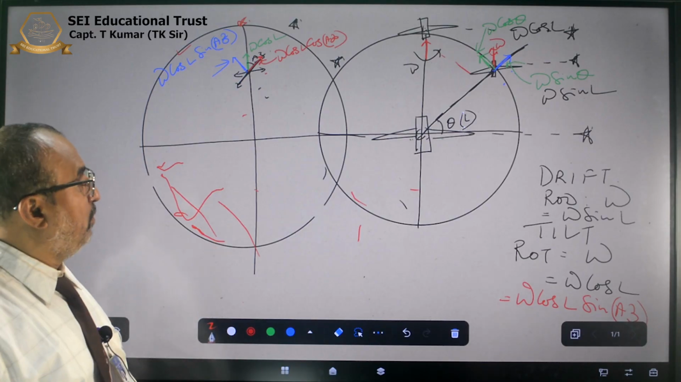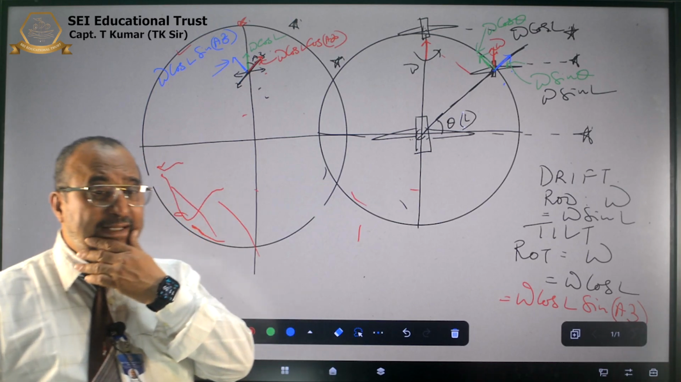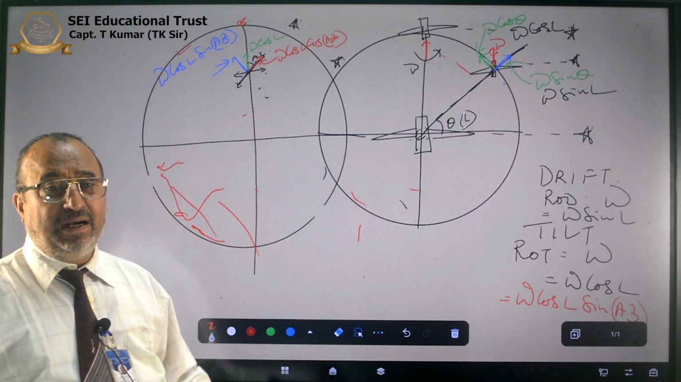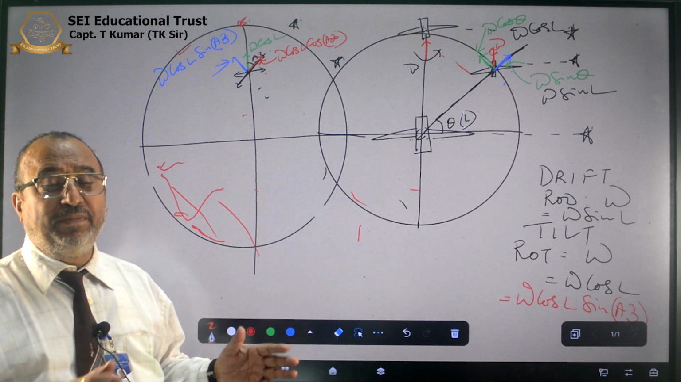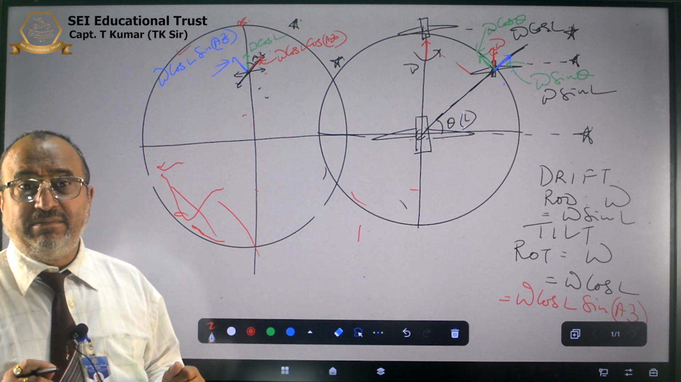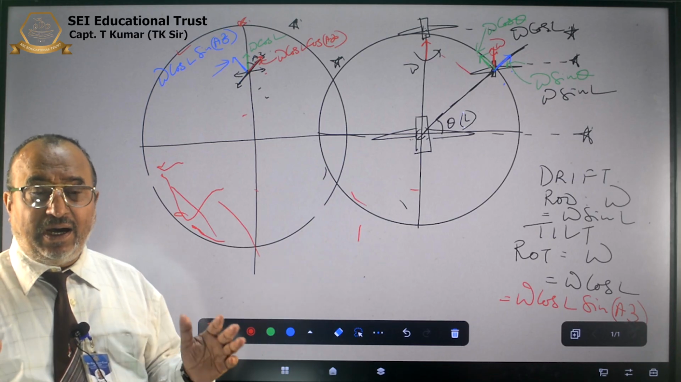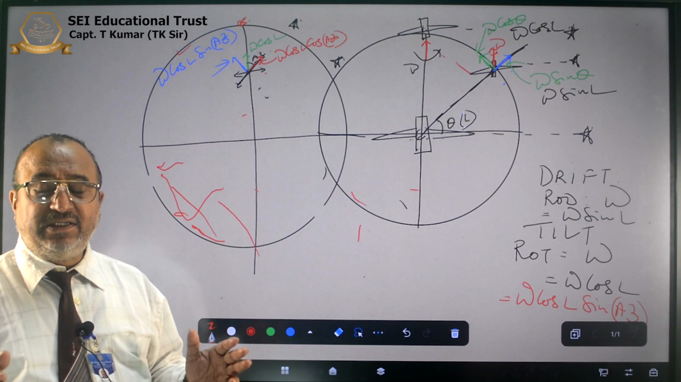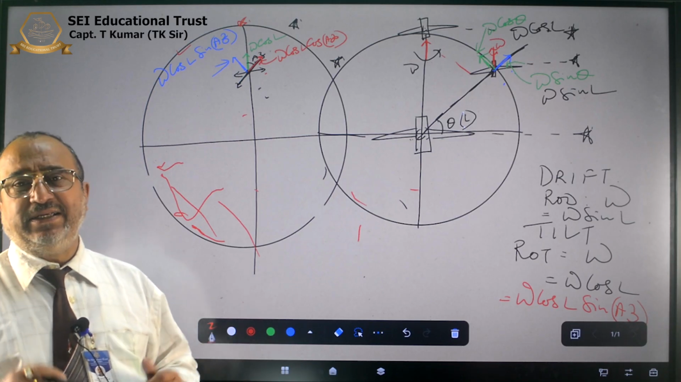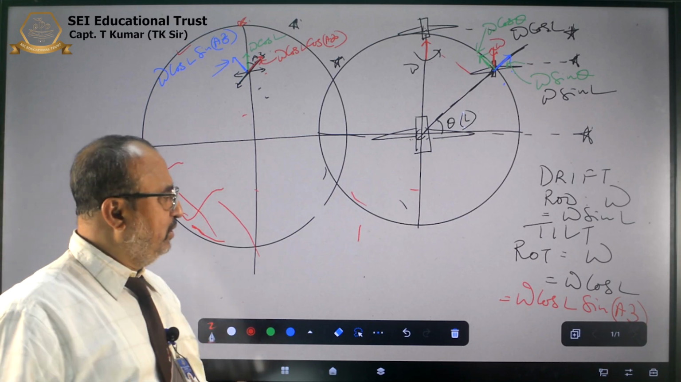Now, next, what we will talk about: we have seen how the free gyroscope behaves on the Earth's surface, but now we will talk about how these gyrocompasses can be terrestrially stabilized. This is what we will have to show.